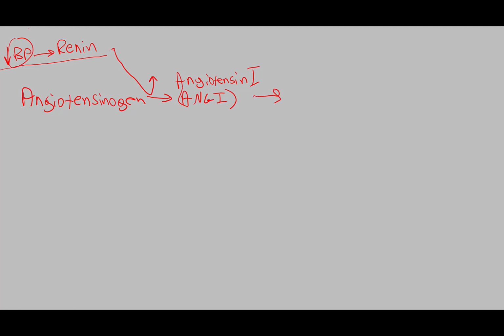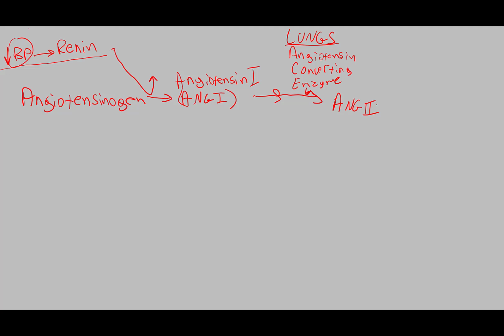ANG1 is now circulating in the bloodstream until it gets to the lungs. And in the lungs, there is an enzyme called the angiotensin converting enzyme. And the angiotensin converting enzyme converts ANG1 into something called ANG2.